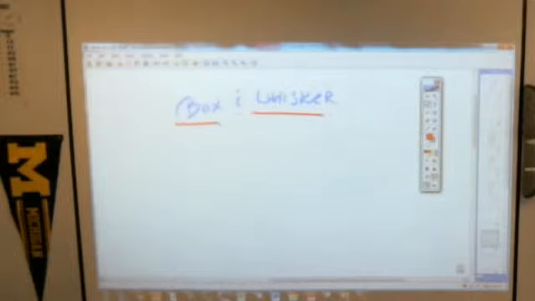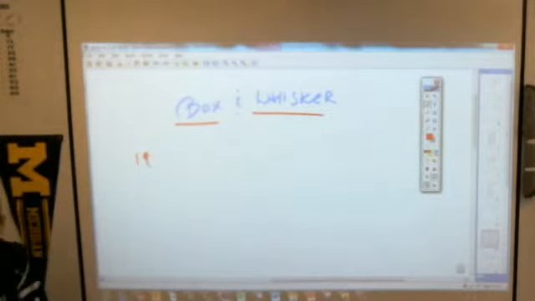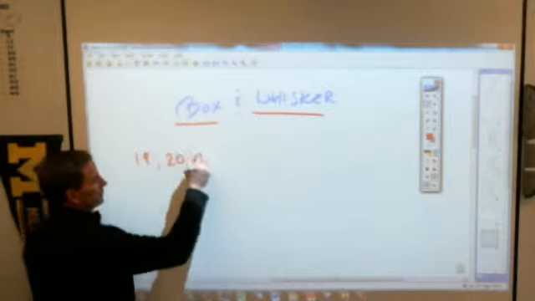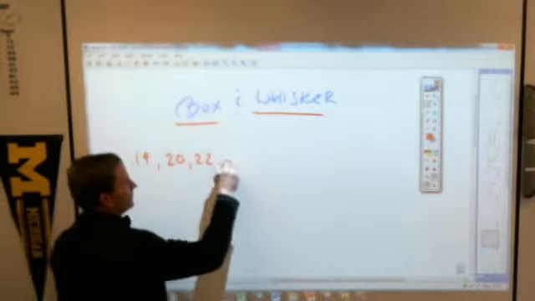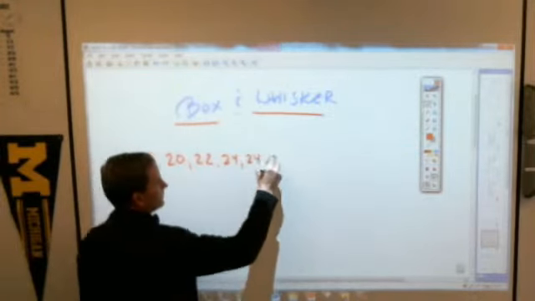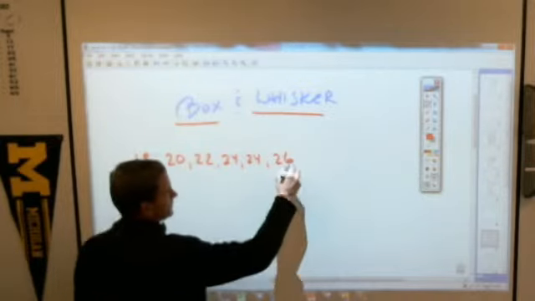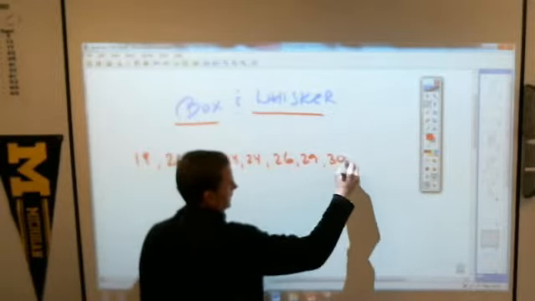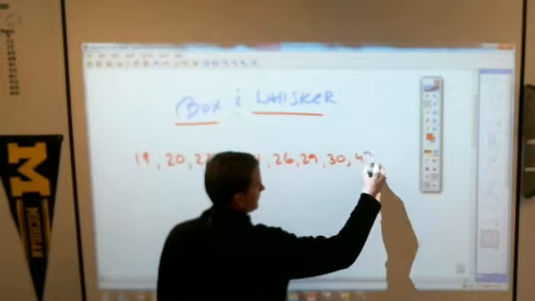We did. All right, write this data down. This is the speed of 10 birds recorded in miles per hour. I'm only pulling this out of the book. 19, 20, 22, 19, 20, 22, two 24s, a 26, a 29, a 30, and a 47. It is a fast one.